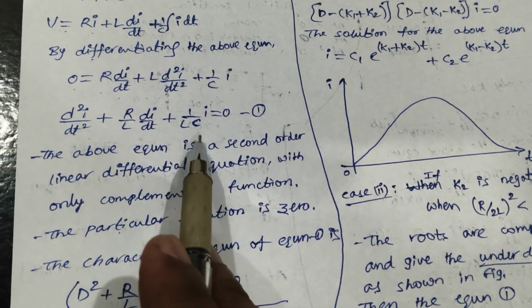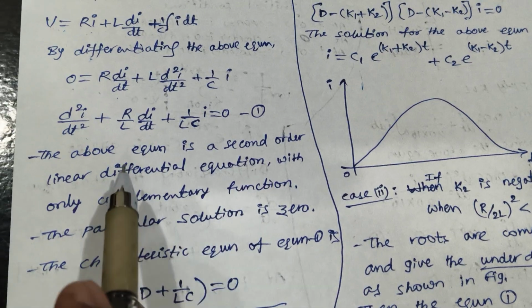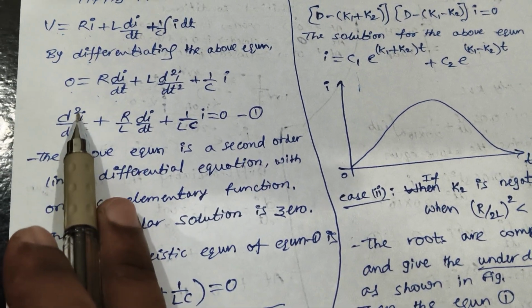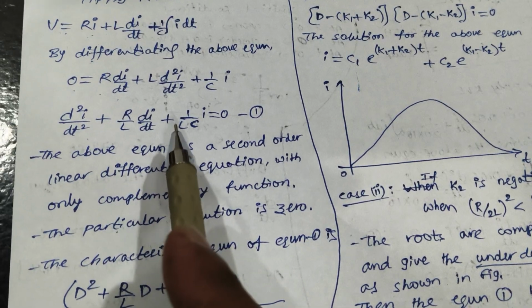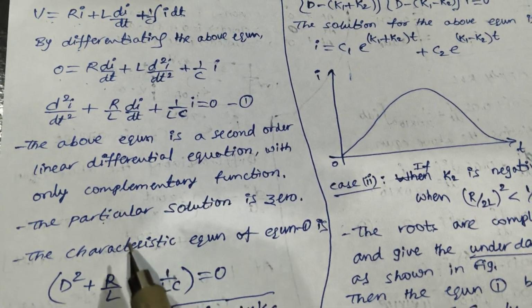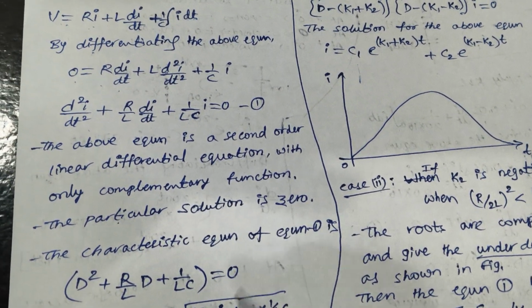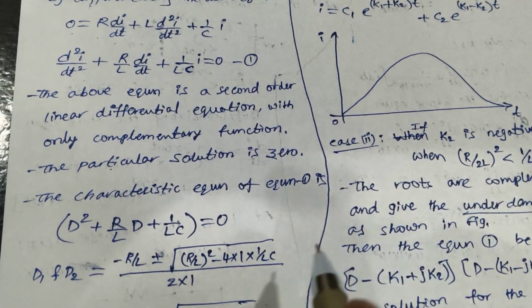So if you see, the above equation is a second order linear differential equation with only complementary function. We'll get the solution, and the particular solution is 0. We'll see how we get it.